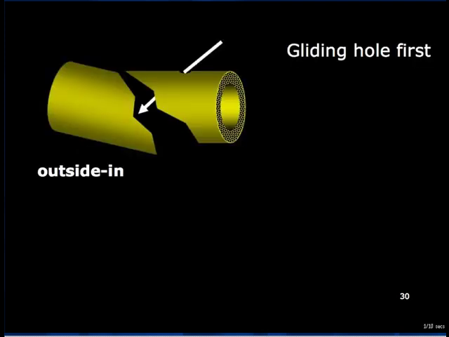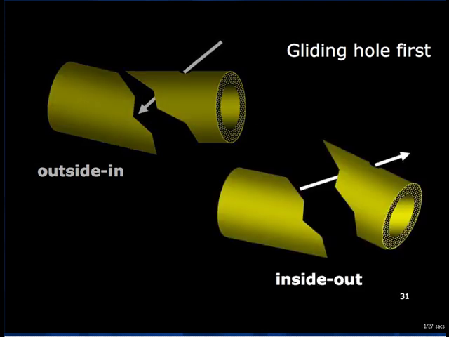In the standard lag technique, the gliding hole is drilled first from outside in, using a drill equal to the outside thread diameter of the screw. In certain circumstances, in order to position the gliding hole optimally in the fracture plane, the gliding hole may need to be drilled from inside outwards, using a drill equal to the outside thread diameter of the screw.